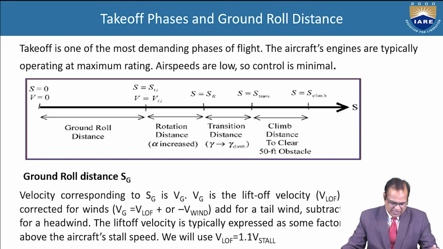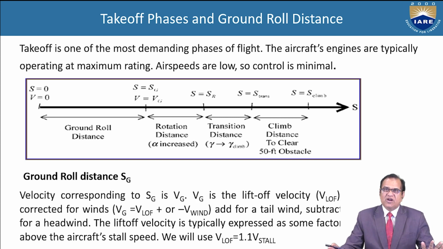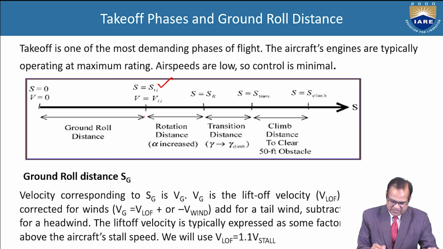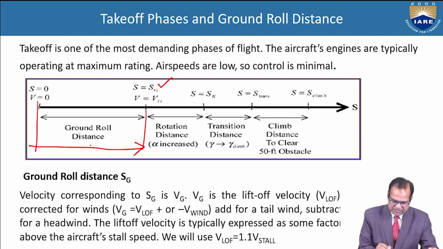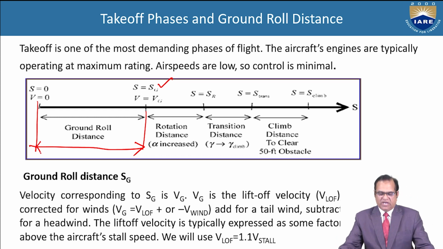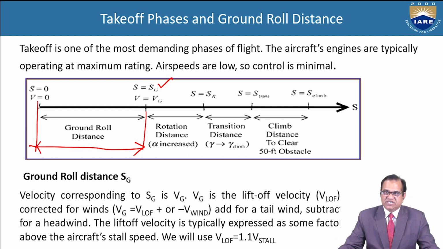So what is the ground roll distance? Sg. First we have to understand this Sg. It is the runway distance from here to here. The velocity corresponding to Sg is Vg. Vg is the lift off velocity, called V lift off, corrected for the wind. Vg is equal to V lift off plus or minus V wind. If it is a tailwind, you have to add it, and if it is a headwind, you have to subtract it. The lift off velocity is typically expressed as some factor above the aircraft stall speed.